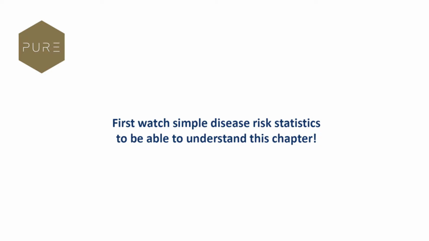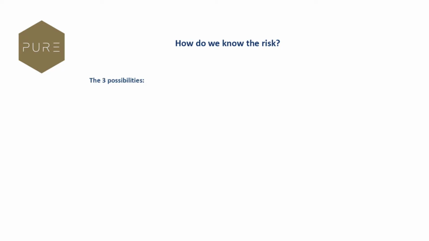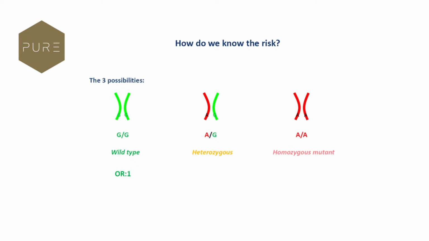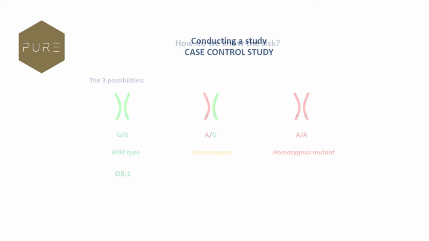So, first, please watch the simple disease risk statistics to be able to understand this part, because this is an additive part. I will not explain the simple things again. All right, so as I explained in the other training, you have three different possibilities for a genetic variation. Wild type, both genes have a G, odds ratio of 1. Heterozygous or homozygous mutant. Now the question is, how do we find out what genetic risk a homozygous mutant has compared to the wild type?